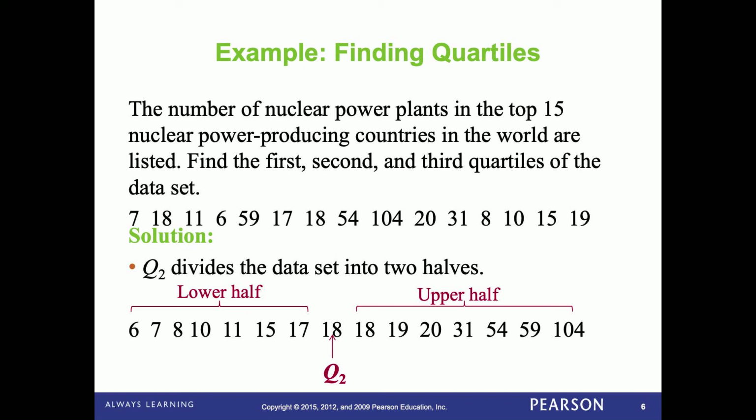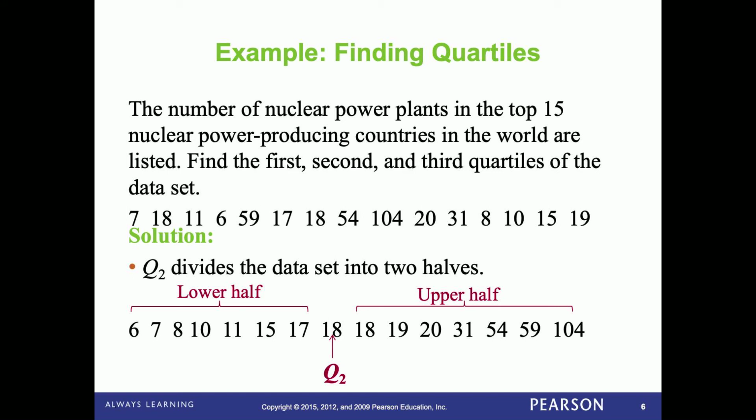Quartile 2 will be the median. Quartile 2 will be actually one of the data elements if there is an odd number of data. If there are an even number of data, then it's going to be the average of the two middle ones that will be quartile 2.